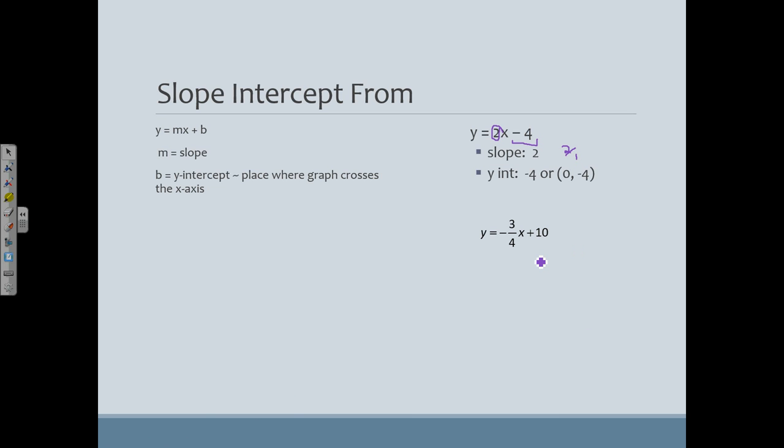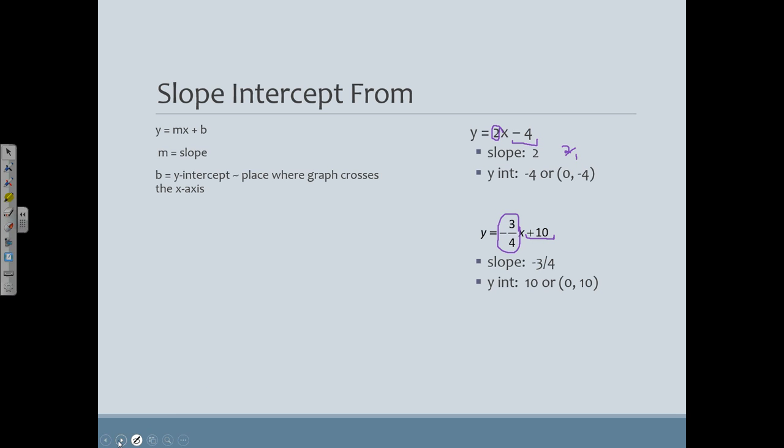Okay, let's look at another example. y = -3/4 x + 10. Slope is the coefficient in front of the x. There's my slope. My y-intercept is the constant, or the number without a variable. So in this case, again, my slope is -3/4. My y-intercept, sometimes we say is 10, or we say it's the point (0, 10).